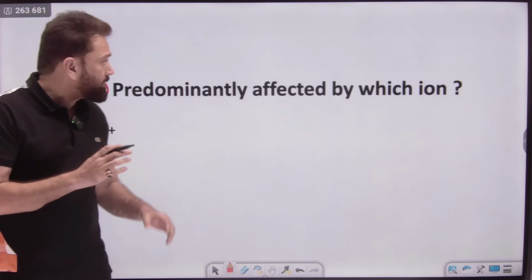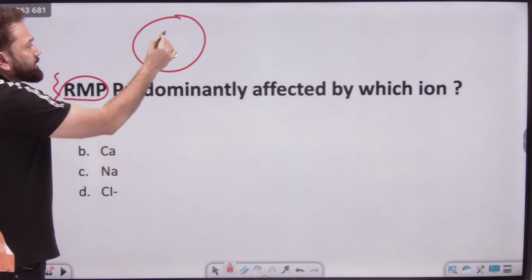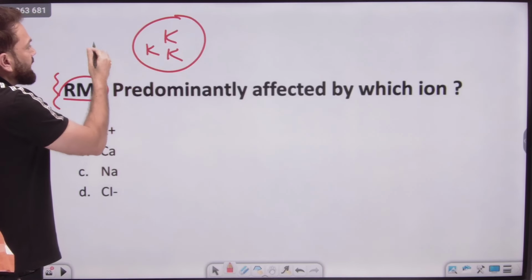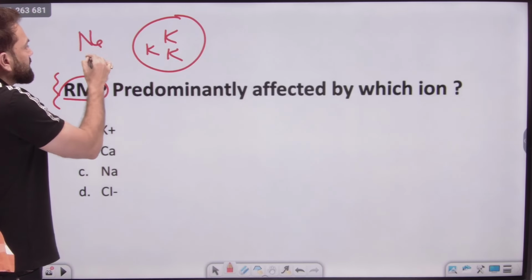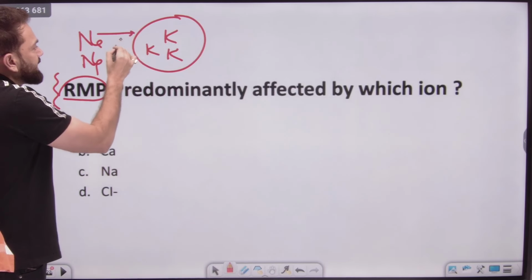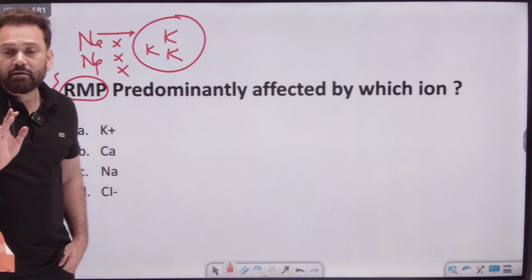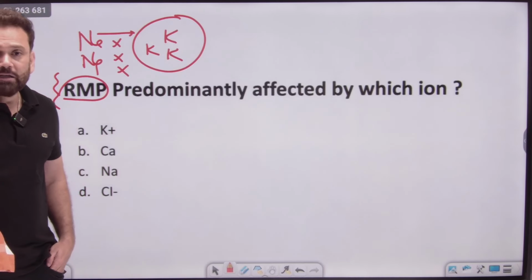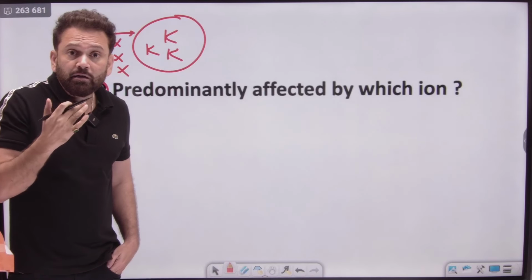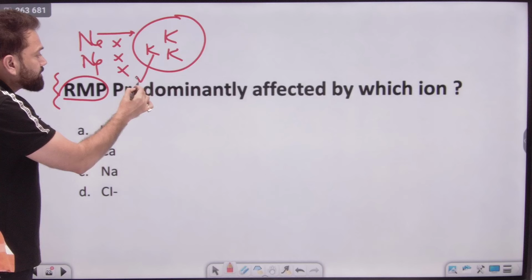For generation of RMP, it is the potassium efflux. See, inside we have most of the time potassium, and outside we have mainly sodium. Sodium is outside, but sodium cannot go inside. Why? Cells are not normally permeable at resting condition. Action potential is a different thing. In resting condition, normally sodium cannot go. Only when there is a stimulus, there is action potential, but potassium can go out.